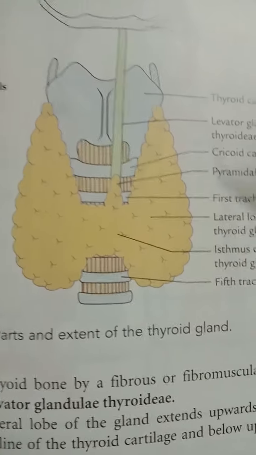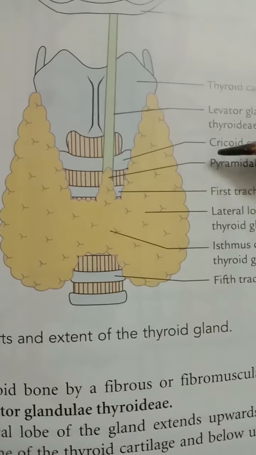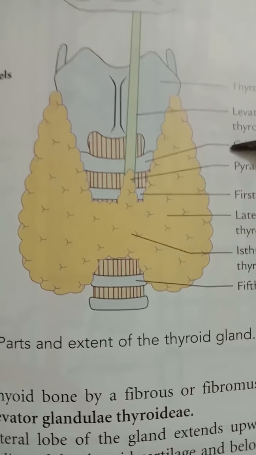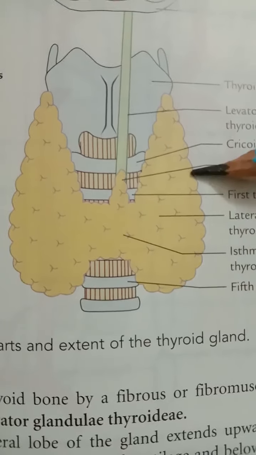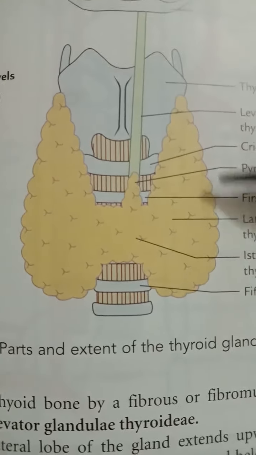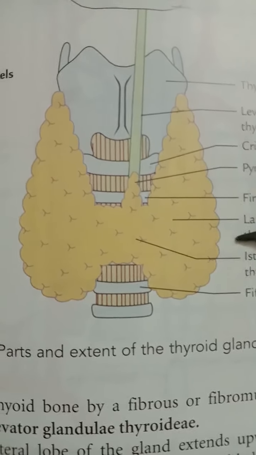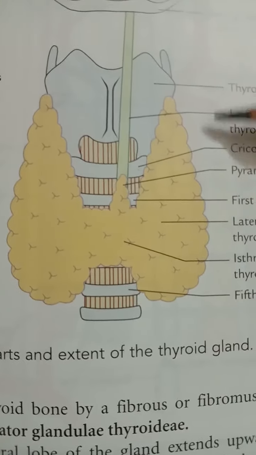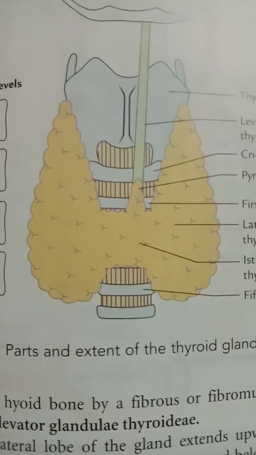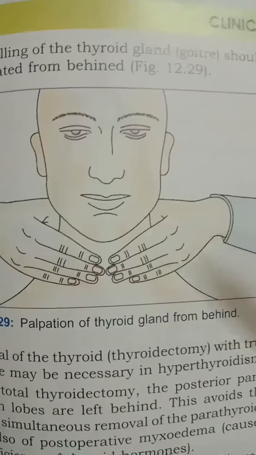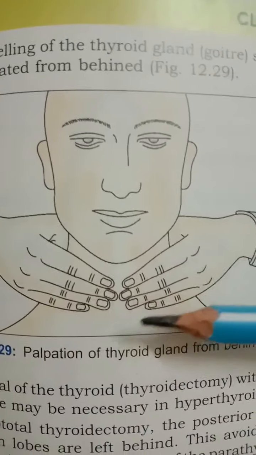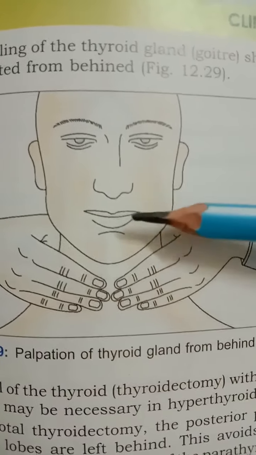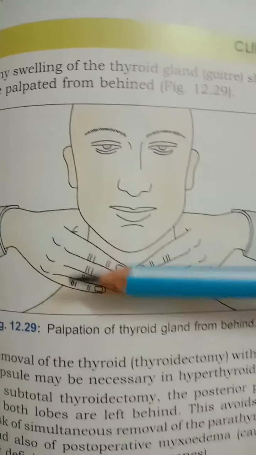The second clinical point: sometimes a thyroid tumor extends backwards, as the capsule is thin, into the posterior border of the lateral lobe. So it compresses the adjacent structures without forming a visible swelling on the front of the neck. The next clinical point is that any swelling related with the thyroid gland, that is the thyroid goiter, should be palpated from behind. So in this manner.